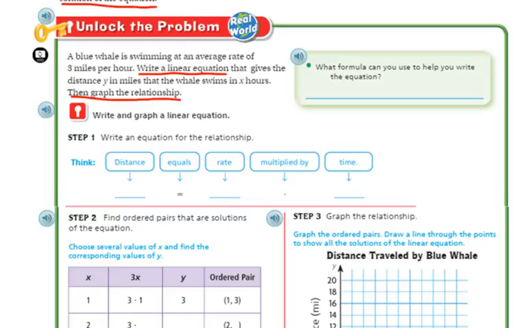So let's do step 1. Step 1 is going to always be write that equation. So write and graph a linear equation. So write an equation for the relationship.